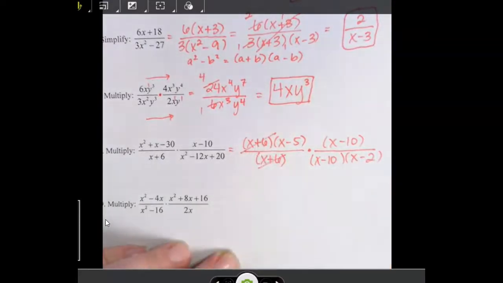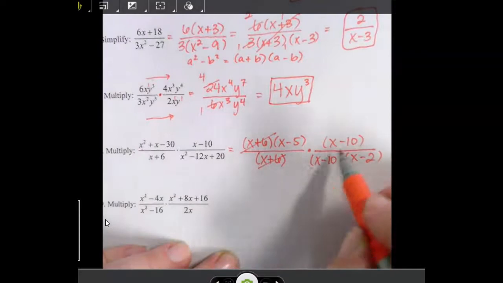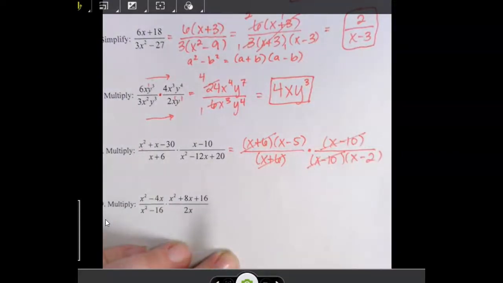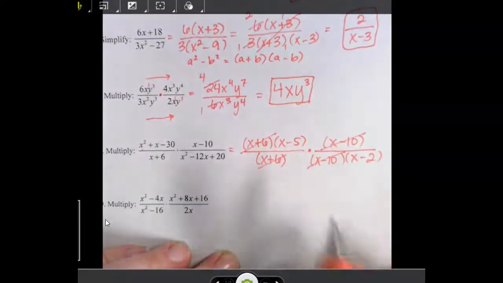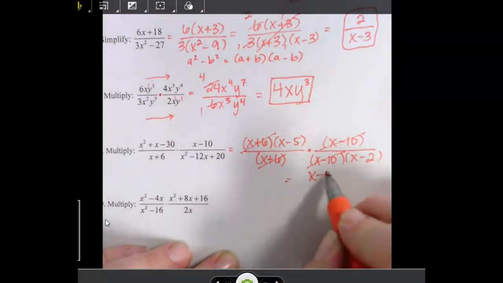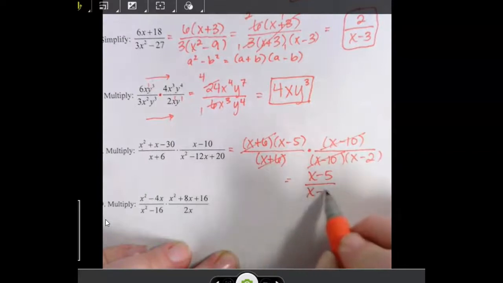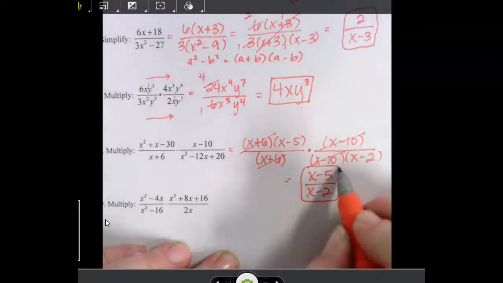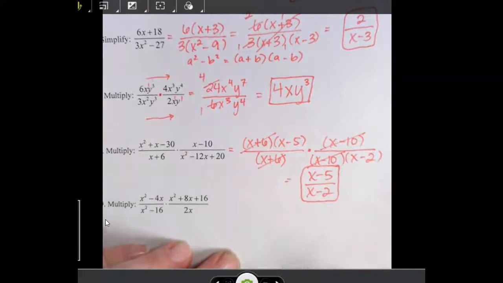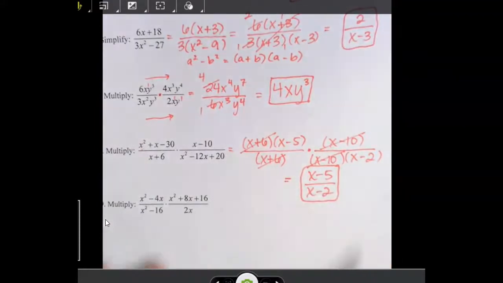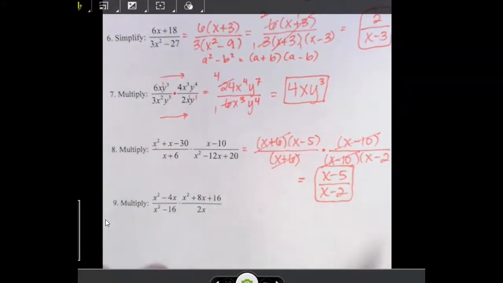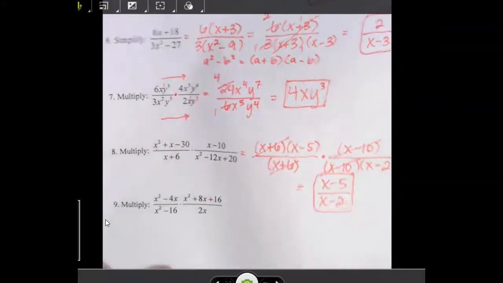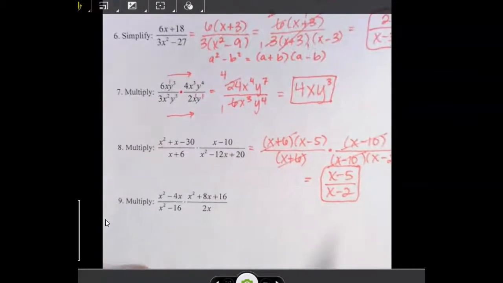So these x plus 6 factors cancel out. The x minus 10 factors cancel out. And that's all. So our simplified answer we're left with is x minus 5 over x minus 2. And remember, we can't cancel those x's because they have a number subtracted from them, not being multiplied. We can only cancel factors that are being multiplied, not terms. We can only cancel something multiplying with its neighbor.